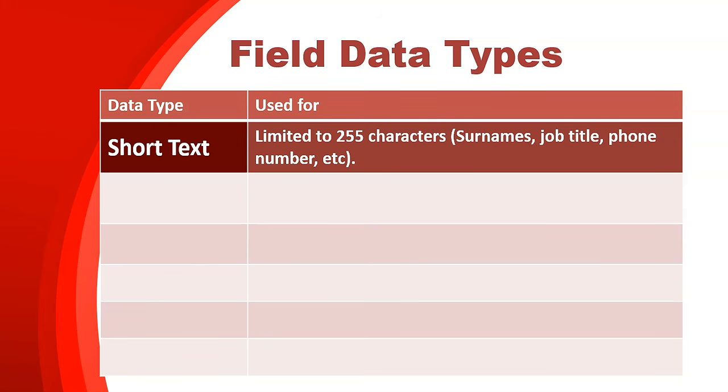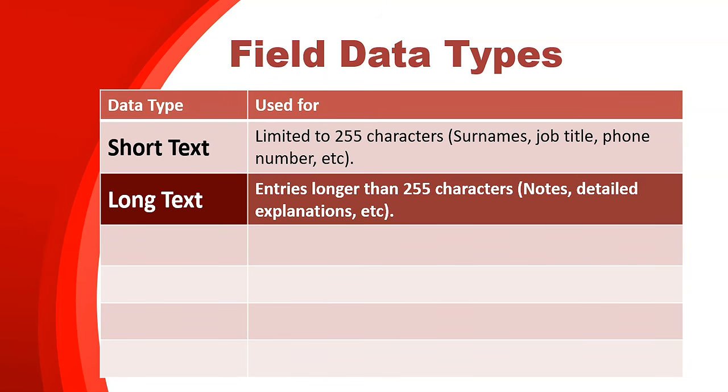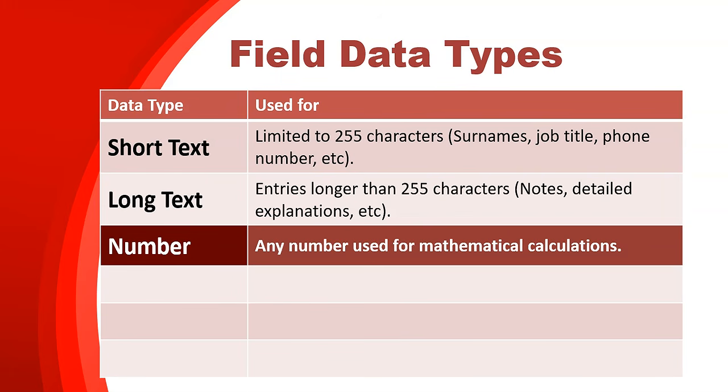If you need something that's a bit longer than short text, then there's the long text option. Those are for entries that are longer than 255 characters. Maybe there's some notes or some detailed explanations or a review that's going to be quite a few paragraphs. Then you maybe want to use the long text. It allows for more options there. Then we have number. Now, that's any number that is used for a mathematical calculation.